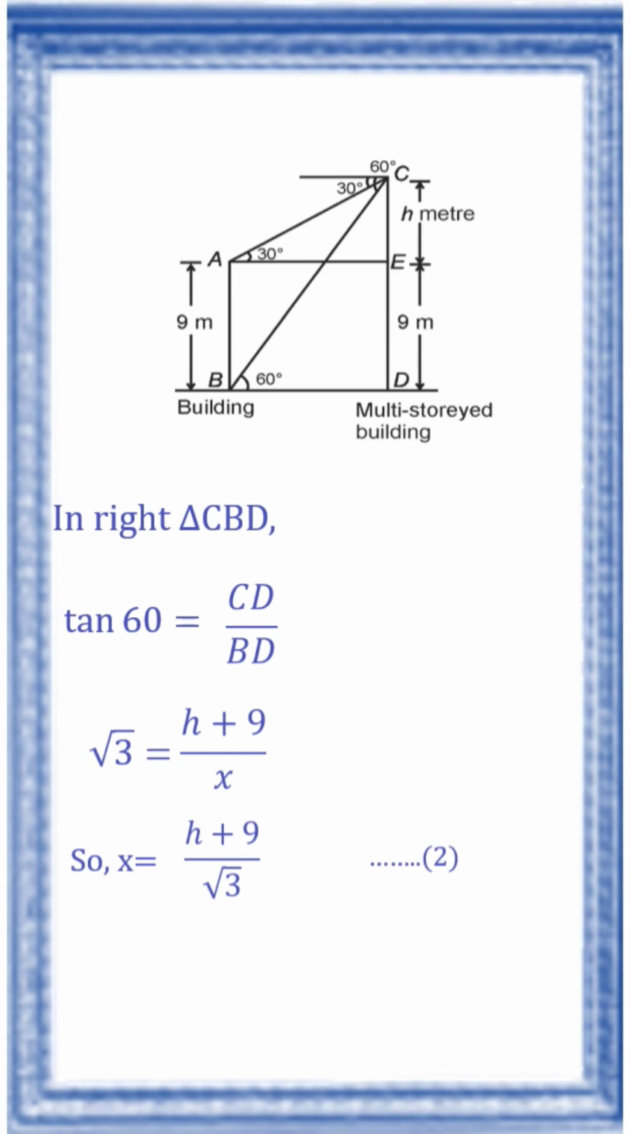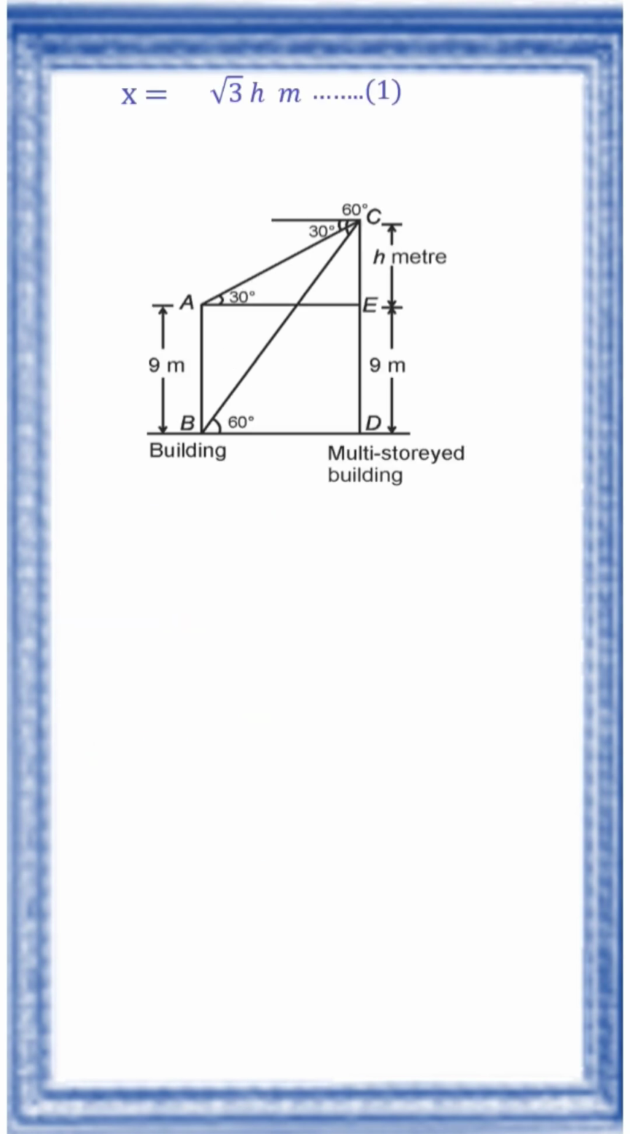Let this be equation number 2. So now we have equation number 1, that is x is equal to root 3 h meter, and equation number 2, that is x is equal to (h + 9) by root 3 meter. Since the LHS is equal to x, the RHS should be equal. So root 3 h is equal to (h + 9) by root 3.